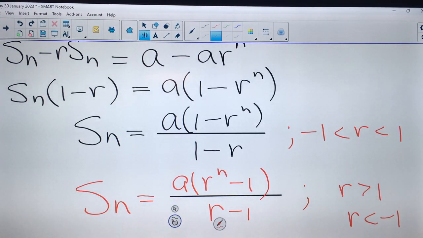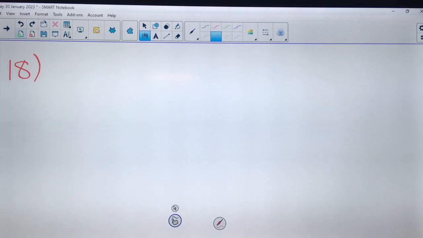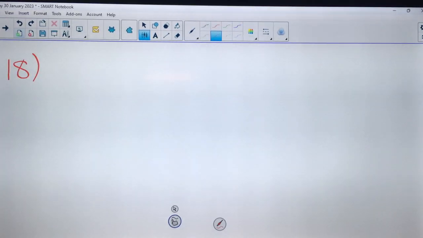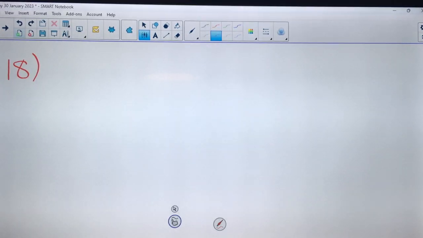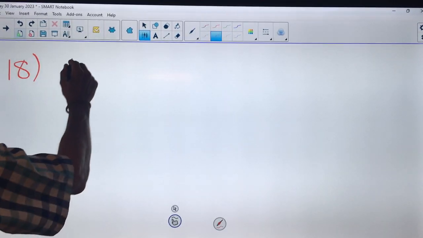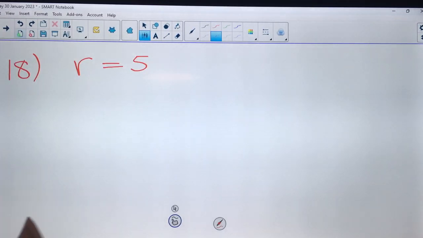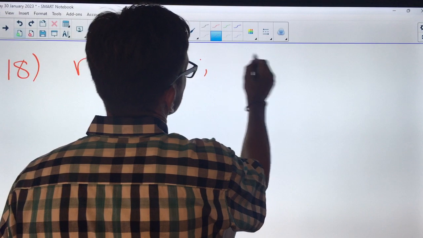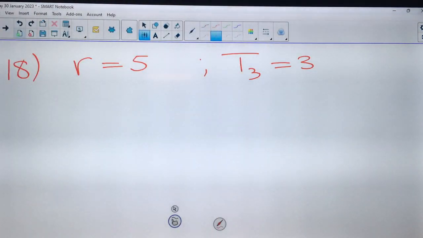Okay, let's look at a few examples here. Number 18. It says a geometric sequence has a common ratio of 5, R is equal to 5, and a third term of 3. Determine the first term of the sequence.